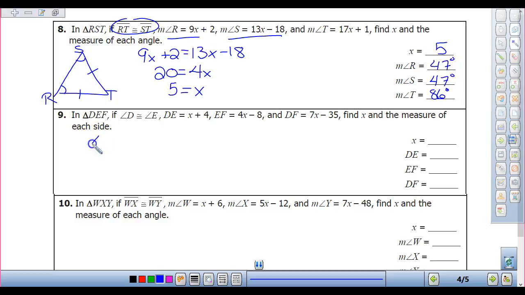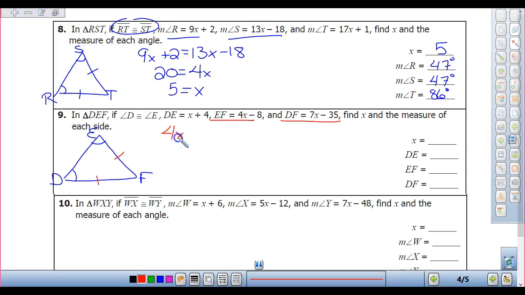Okay, let's see how we do here. We've got D, E, F says that angle D is congruent to angle E, so what sides are going to be congruent? EF and FD are congruent. So let's find EF and DF, because DF is the same as FD, right? Yeah, okay. So what do I do with those two?